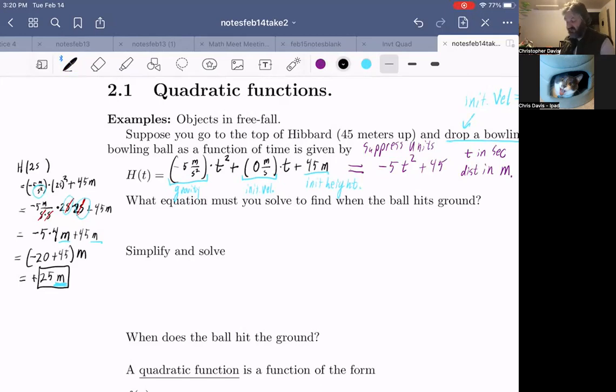Let's figure out when this ball hits the ground. So what does it mean to hit the ground? Well, the ball hits the ground when the height is 0 meters. That's what the height is. It's the distance from the ground. So you need to solve 0 equals h of t. But what is h of t? It's -5 t squared plus 45. So you need to solve that equation.